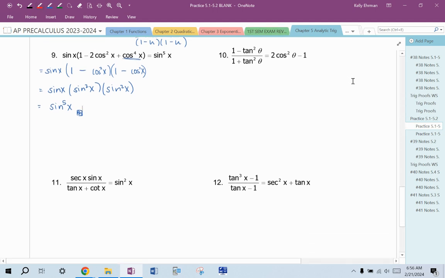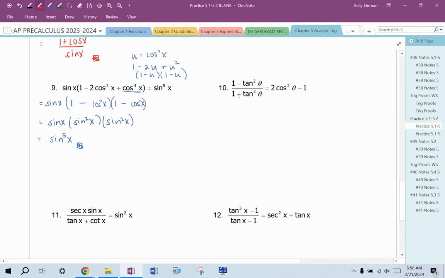All right, for number 10, I'm going to start on the left side. I see a trig identity down here. This is 1 minus tangent squared theta over secant squared theta. And 1 minus tangent squared is not a Pythagorean identity, but I'm remembering that both tangent squared and secant squared have a cosine squared in the denominator. So that might be helpful to rewrite in terms of sine and cosine.